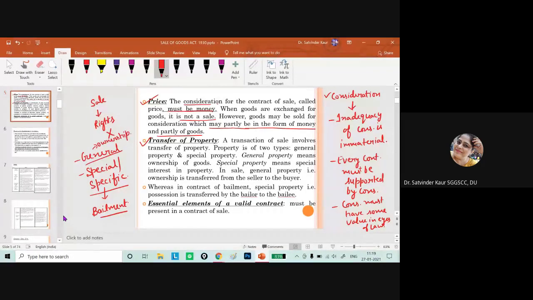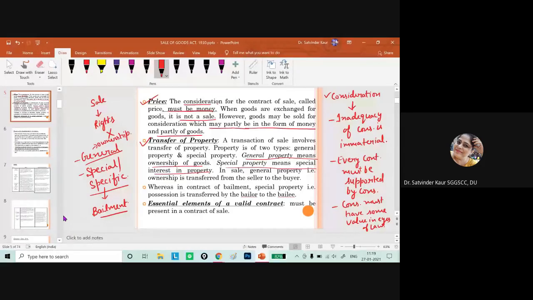So when we talk about ownership in the goods, in case of sale, ownership is to be transferred. Ownership in the goods is to be passed from seller to the buyer. So in that situation, the transfer of property is one of the important essentials in the Sale of Goods Act for the formation of a contract of sale. A transaction of sale involves transfer of property. Property is of two types: general property and special property. General property means ownership of the goods. Special property means special interest in the property.